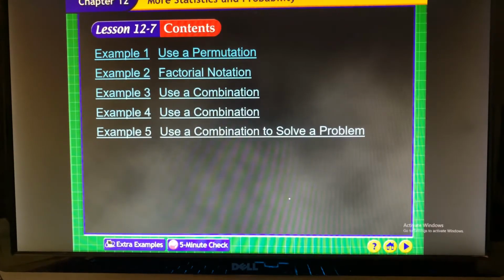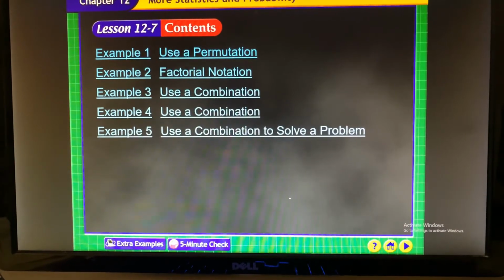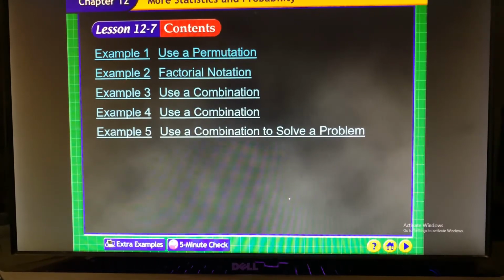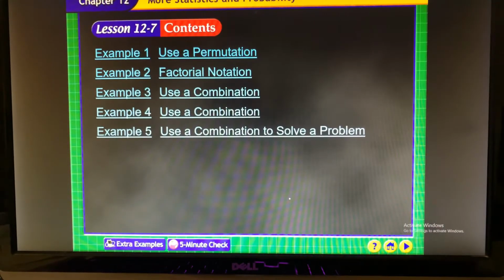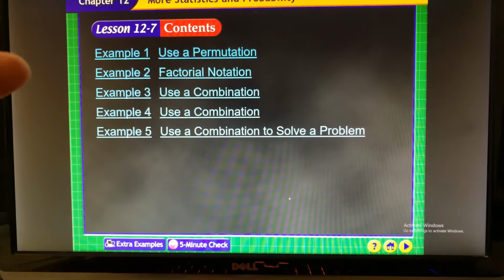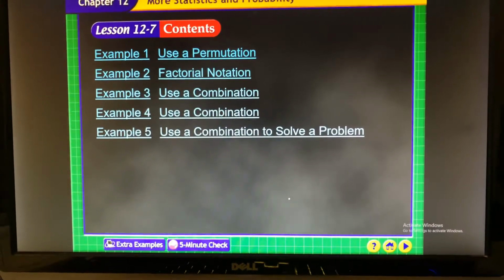Okay, continuing on with our probability unit, we're going to be doing what's called permutations and combinations. Pay attention to what I'm saying. Permutation says that order matters. The order in which something is put down matters. A combination is saying the order doesn't matter.